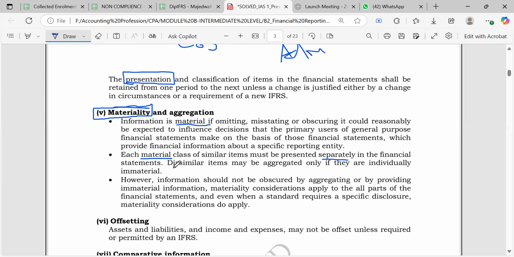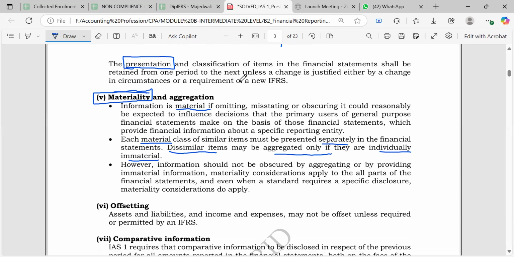But look here, similar items may be aggregated only if they are individually immaterial. Items that are not similar, right? But you may still be allowed to aggregate them if they are not material, because even if you present them line by line and users come, they wouldn't derive anything from that, right? They wouldn't get any insight which would enable them to make their decisions, right? Okay, and then we go to aggregation.